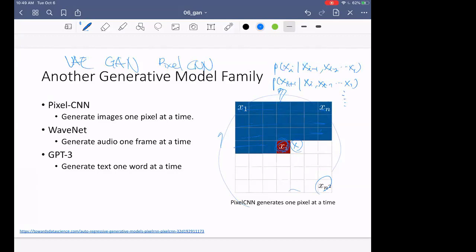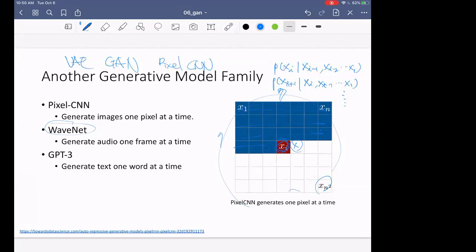And you can apply the principle to a lot of other domains, like audio or text. So for example, WaveNet came after PixelCNN. I think this came in maybe 2016 or something. And this is also from DeepMind, researchers at DeepMind. So this time they generate audio one frame at a time.